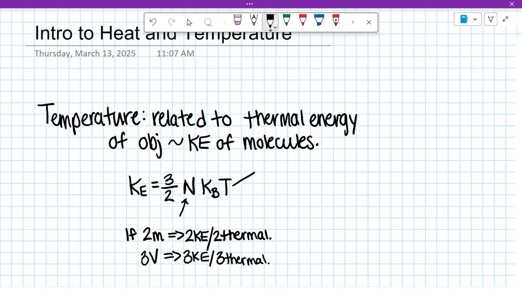But this temperature T is in Kelvin. We'll talk about the different scales in a second. So if I double the temperature, then that's going to mean we have twice the kinetic energy or twice the thermal energy. Again, we're not going to necessarily calculate with that equation, but it's important to know the relationships that exist within that equation.